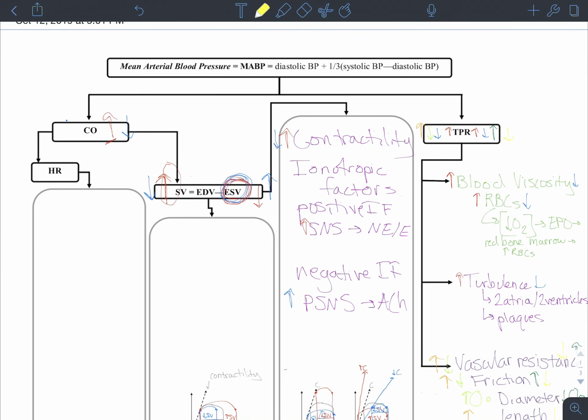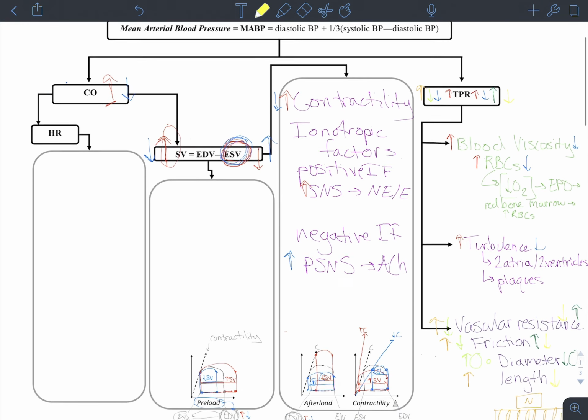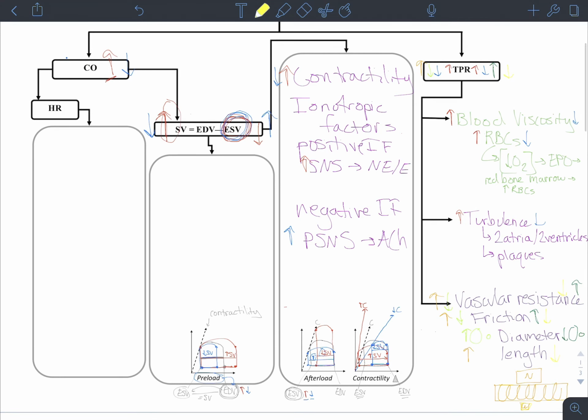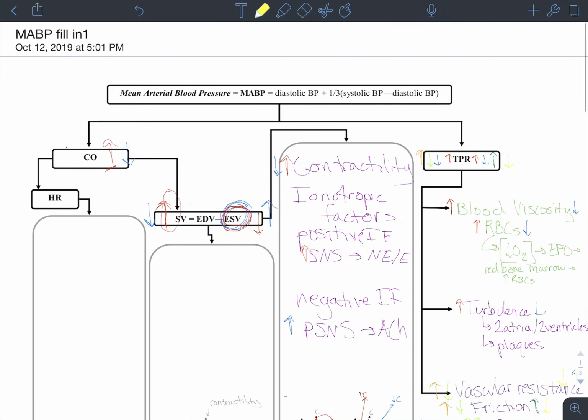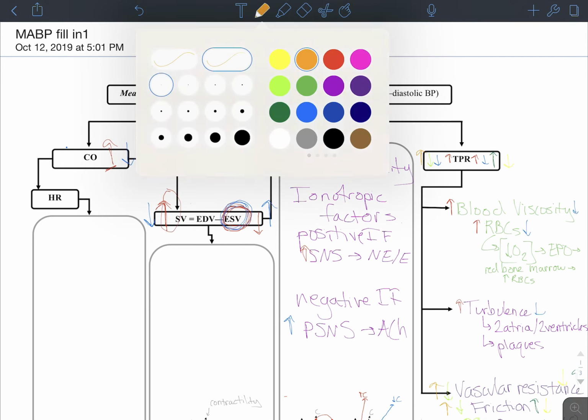And that's it for all of the factors that affect mean arterial blood pressure. Mean arterial blood pressure can be calculated with diastolic blood pressure plus 1/3 times systolic blood pressure minus diastolic blood pressure. It can also be measured with pulse pressure. However, I won't really be using pulse pressure on the exam, so I'd be more familiar with this equation.